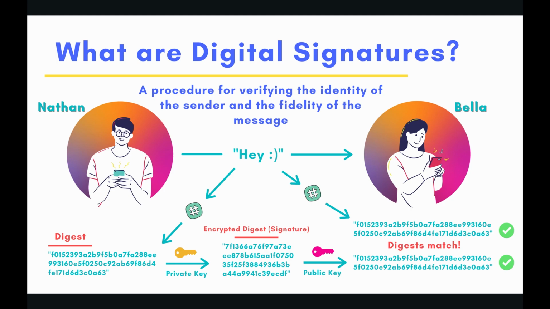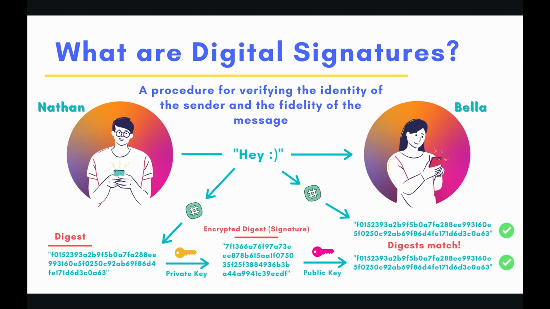Let's say there are two texters, Nathan and Bella, and Nathan wants to send Bella a text message that says, hey, with a smiley face. When Nathan sends that message, there is actually a lot going on underneath it as well. As soon as he hits send, the message will be hashed, and some digest will be output from a hashing function. It could be SHA-256 or any of the hashing functions.